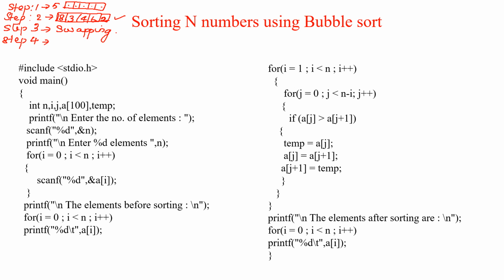So last step, once all the passes are over, you will be printing the sorted output, that is ascending order output, right? So these are the steps to be followed.